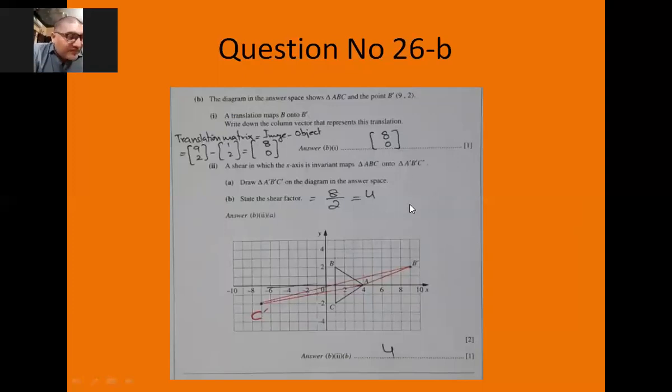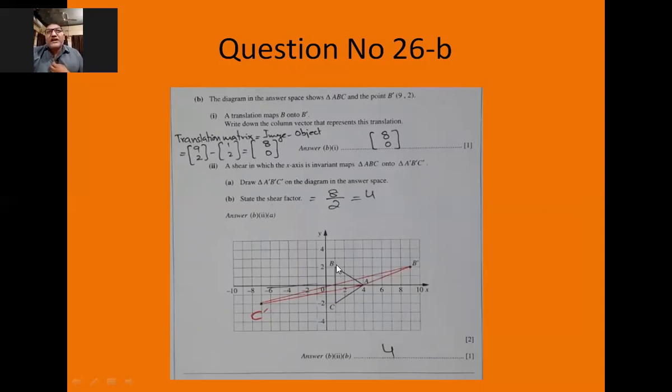He says the next part is the second part. A shear in which the x-axis is invariant maps triangle ABC onto triangle A prime B prime C prime. Draw the triangle A prime B prime C prime on the diagram in the answer space. State the shear factor. So if the x-axis is the invariant line for the shear, you can see the distance between B and the x-axis is 2, and it has moved 1, 2, 3, 4, 5, 6, 7, 8 steps along the invariant line.